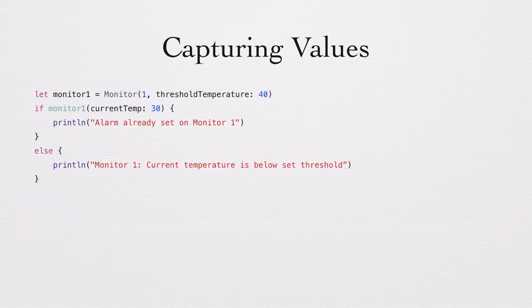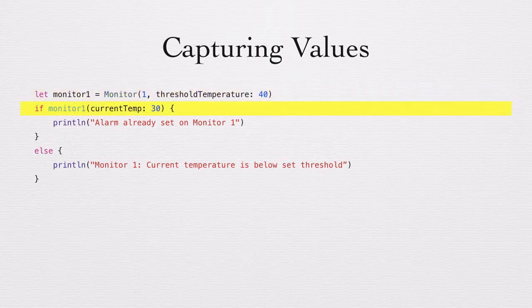To test the monitor function, we write a small code snippet shown here. We call the monitor function with two parameters. The first one refers to the index of the monitor that we want to create. The second one sets the threshold temperature value for the created monitor. This function call returns a function type that is assigned to a constant called monitor1.